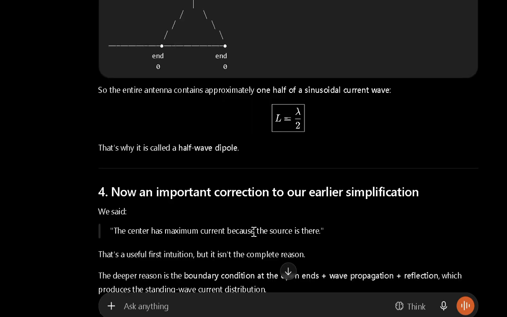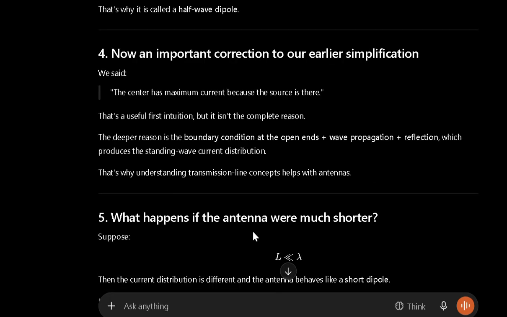Now an important correction to our explanation. The center has maximum current because the feed is there, that's the useful first intuition. But the deeper explanation is the boundary condition at the open end, plus propagation, plus reflection, which produces the standing-wave current distribution. That's the transmission-line understanding of the antenna.